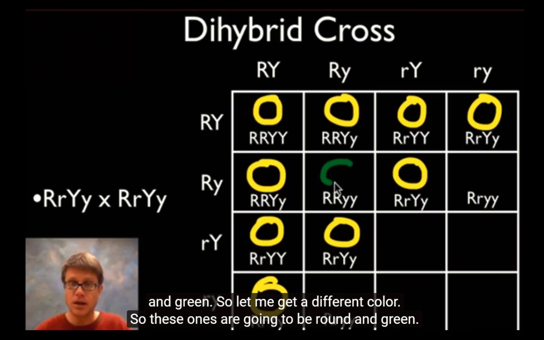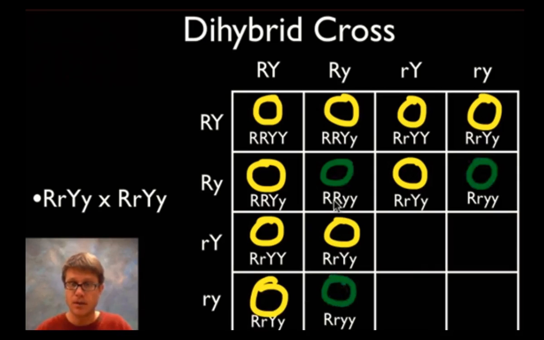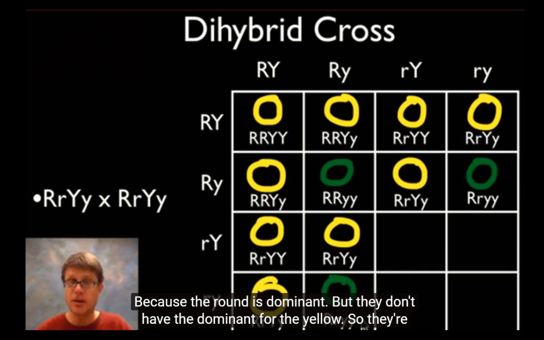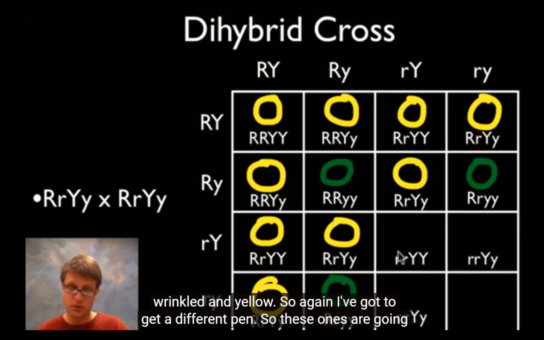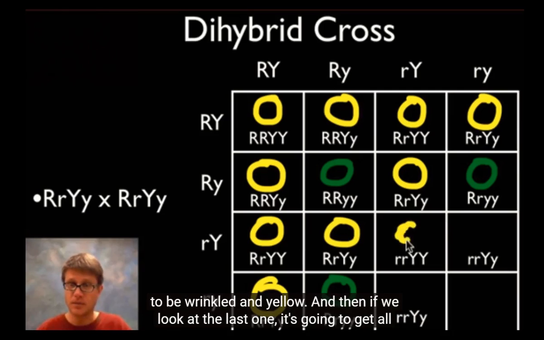So these ones are going to be round and green because the round is dominant, but they don't have the dominant for the yellow, so they're not going to be. Get rid of that. Let's have the next ones. So these ones are going to be wrinkled and yellow. So again, I got to get a different pen.